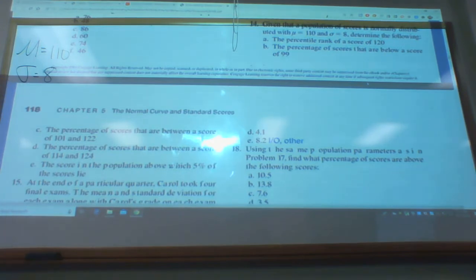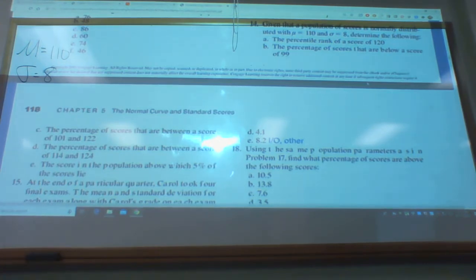Well, because they say it's a population, because you have mu, because you have sigma, can you use a z-score table? If they said a sample set of scores, you'd just have to say, I can't do it. I can't use a z-score table with sample scores. It's got to be a parameter. It's got to be population data. I've got to have mu. I've got to have sigma. So the problem tells you you do have that. A: the percentile rank of a score of 120.